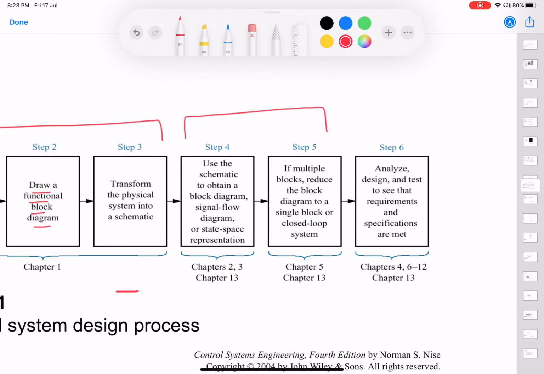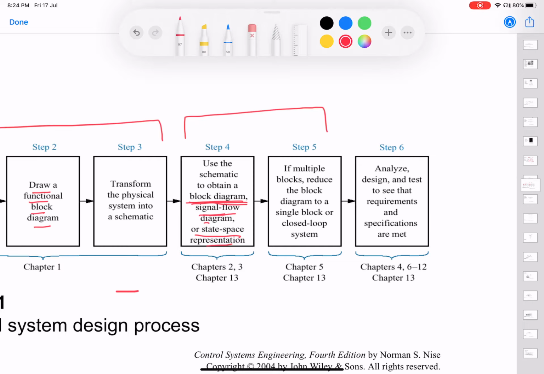So you convert the functional block diagram to a block diagram. The difference between the schematic or functional block diagram and the block diagram is that in the block diagram you have a proper mathematical representation of everything that you have drawn in the schematic. A block diagram is one kind of model where you have blocks connected to each other, and each block represents a mathematical representation of a system. You can have a signal flow diagram also, or some other representation which is called the state space representation. These are different modeling methods. We'll talk about them in detail.